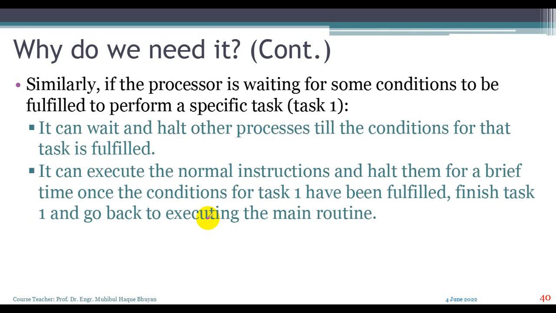Similarly, if the processor is waiting for some condition to be fulfilled to perform a specific task 1, it can wait and halt other processes till the conditions for that task are fulfilled, like inside a loop. It will check again and again whether the task has been done or not. That is an inefficient method, a waste of resources. So it can execute normal instructions and halt them for a brief time once the condition for task 1 has been fulfilled, finish task 1 and go back to executing the main routine. So that's an efficient way. Interrupt approach.